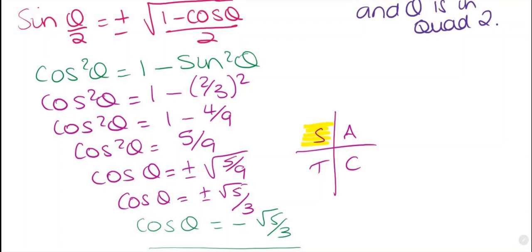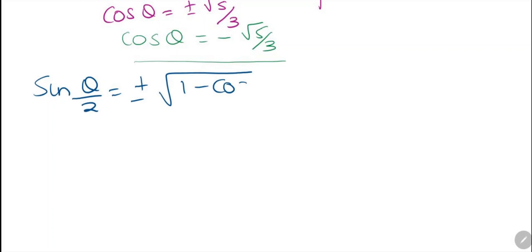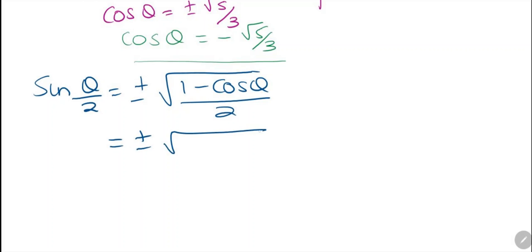Now we have the value for sine and the value for cosine. We can put this into the formula. So sine of theta divided by 2 is plus or minus the square root of 1 minus cosine theta over 2. And now we just need to substitute in the values that we know. So this is 1 minus minus root 5 over 3, divided by 2.